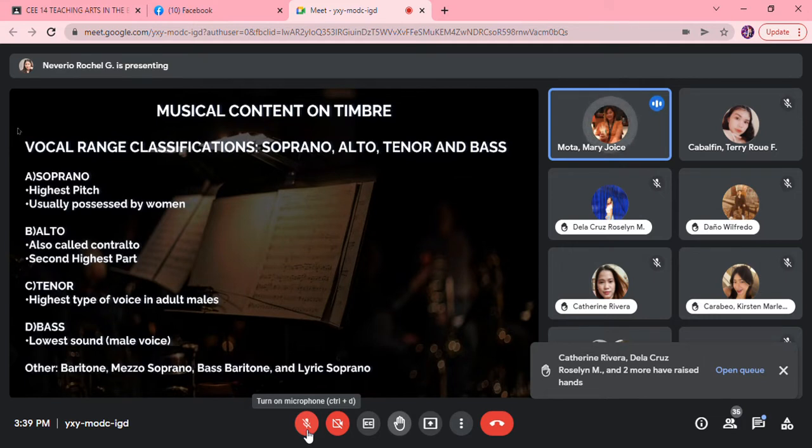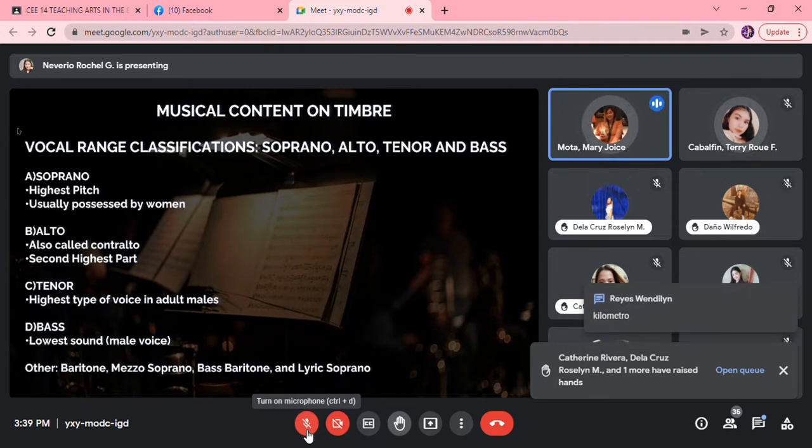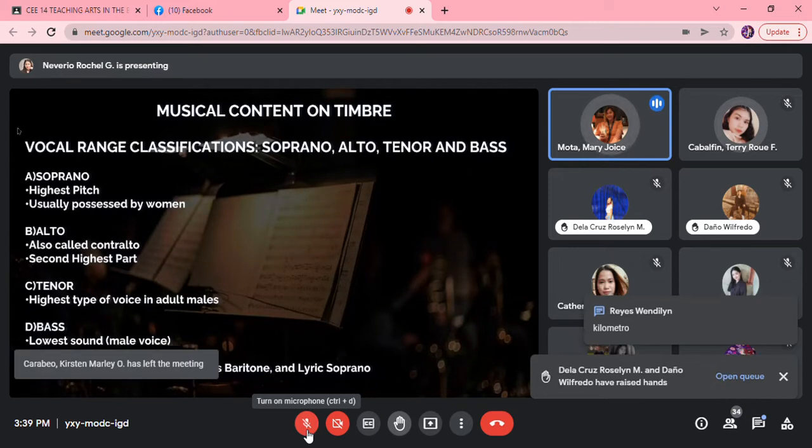So, next is the alto. Yun yung called contralto, the second highest part, yung sinasabi ko kanina. Kumbaga, di ba si Sarah G? Anong kanta ni Sarah G? Ikot-ikot lang. Ano yun, di ba? Yung tumatakbo. Di ba? Kilometro. Oo. So, highest pitch siya. And then, if gagawin natin siya sa alto, pwede siyang, di ba, highest pitch. Tumatakbo.